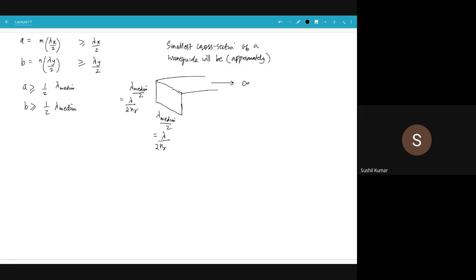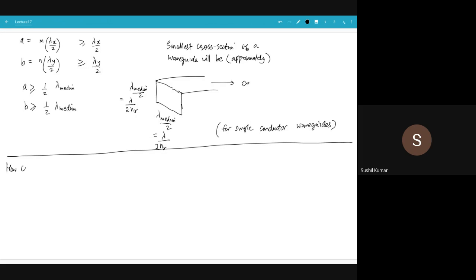So this is true for single conductor waveguides. So what's the answer? How can we channel signals or EM signals at small frequencies or large wavelengths?